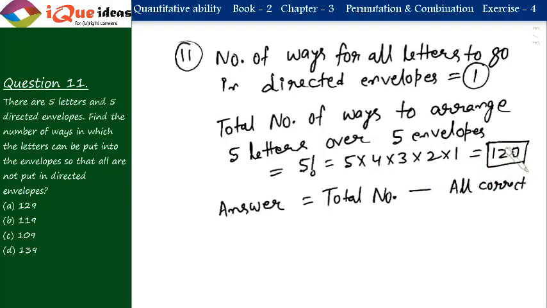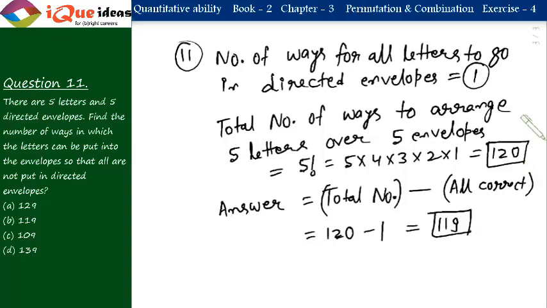Now all correct is just one way. So total number of ways is 120 minus 1, that is equal to 119. So there are total 119 ways in which the letters can be put into the envelopes so that not all are put in the directed envelopes.